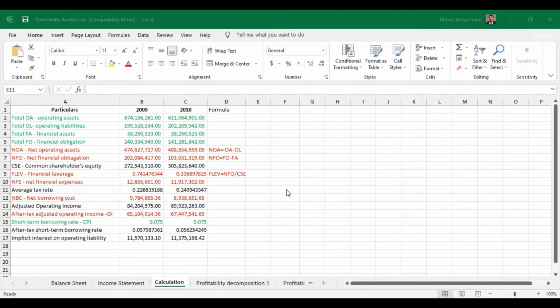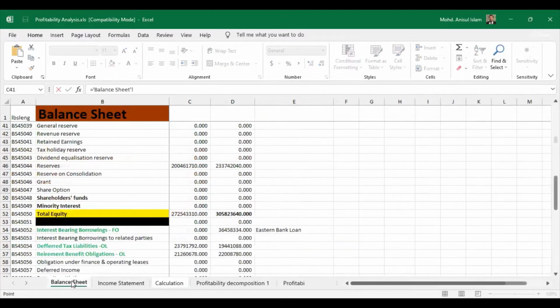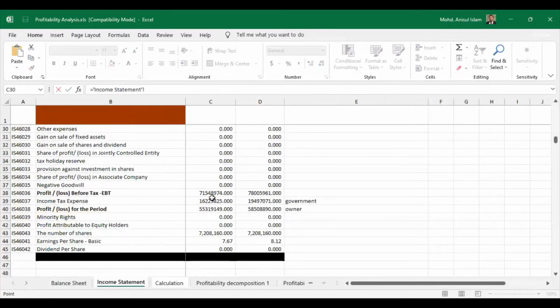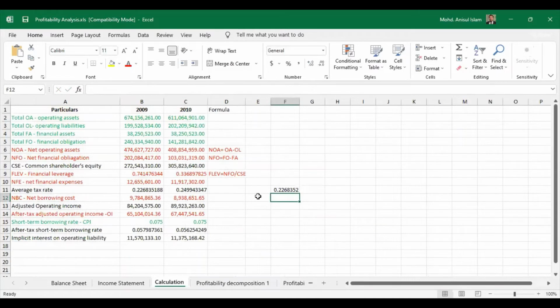Okay, let me repeat how we have computed the average tax rate. This is the income tax expenses in the income statement. Income tax expense here it is, say this one for 2009, and divide this number by the taxable profit. Okay, this one. So this is how we can compute the average tax rate.